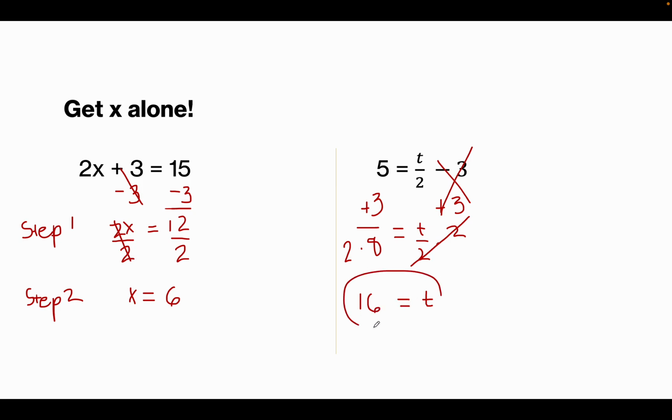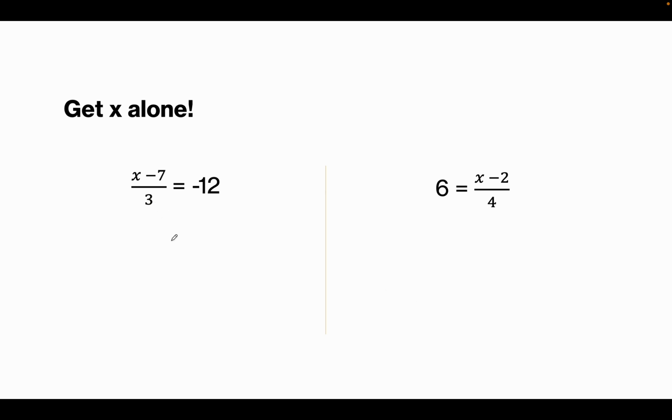Sometimes when it gets messy like this, you might want to circle your answers. It just makes it really clear, but it's up to you. Whatever, as long as it's clear. Moving on. All right, more two-steps.